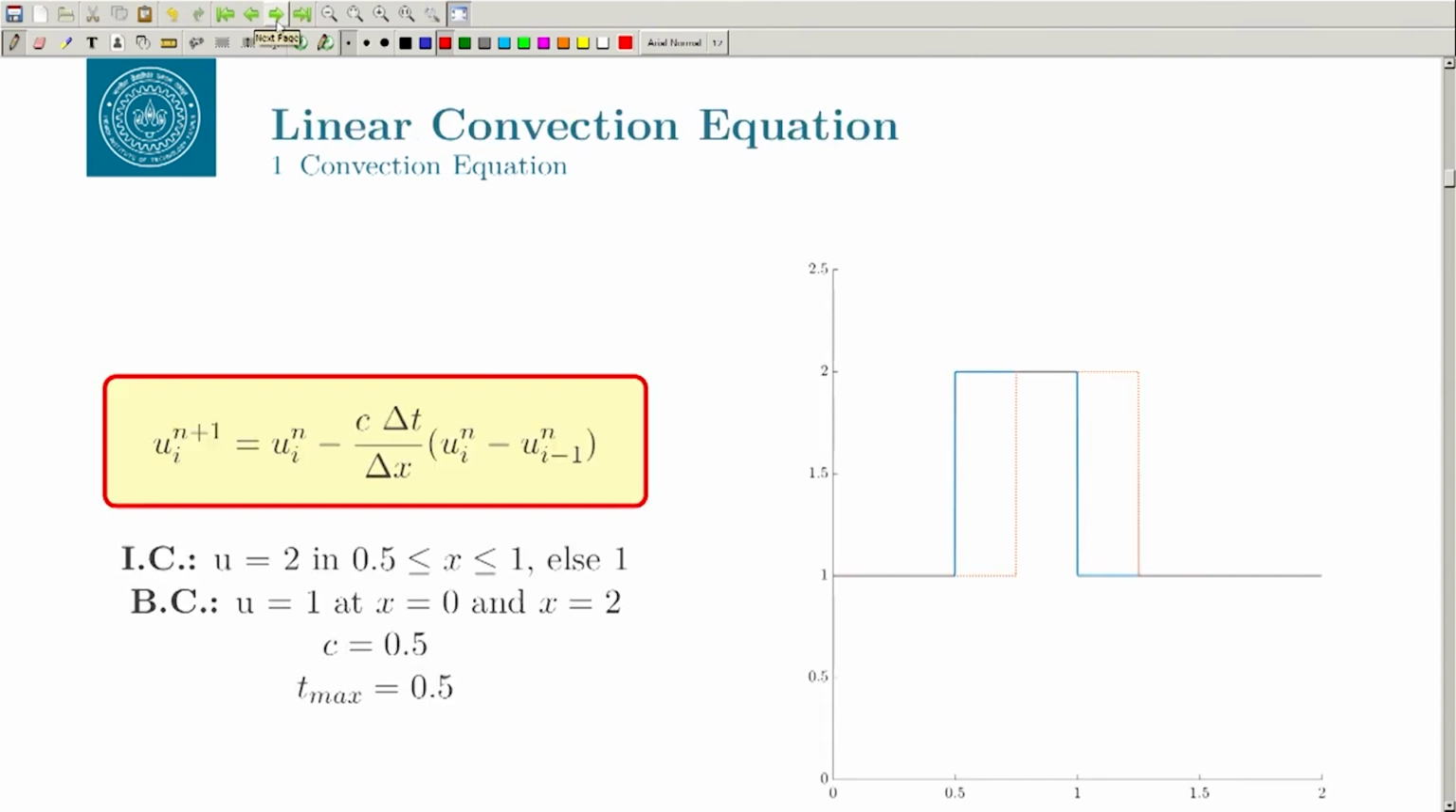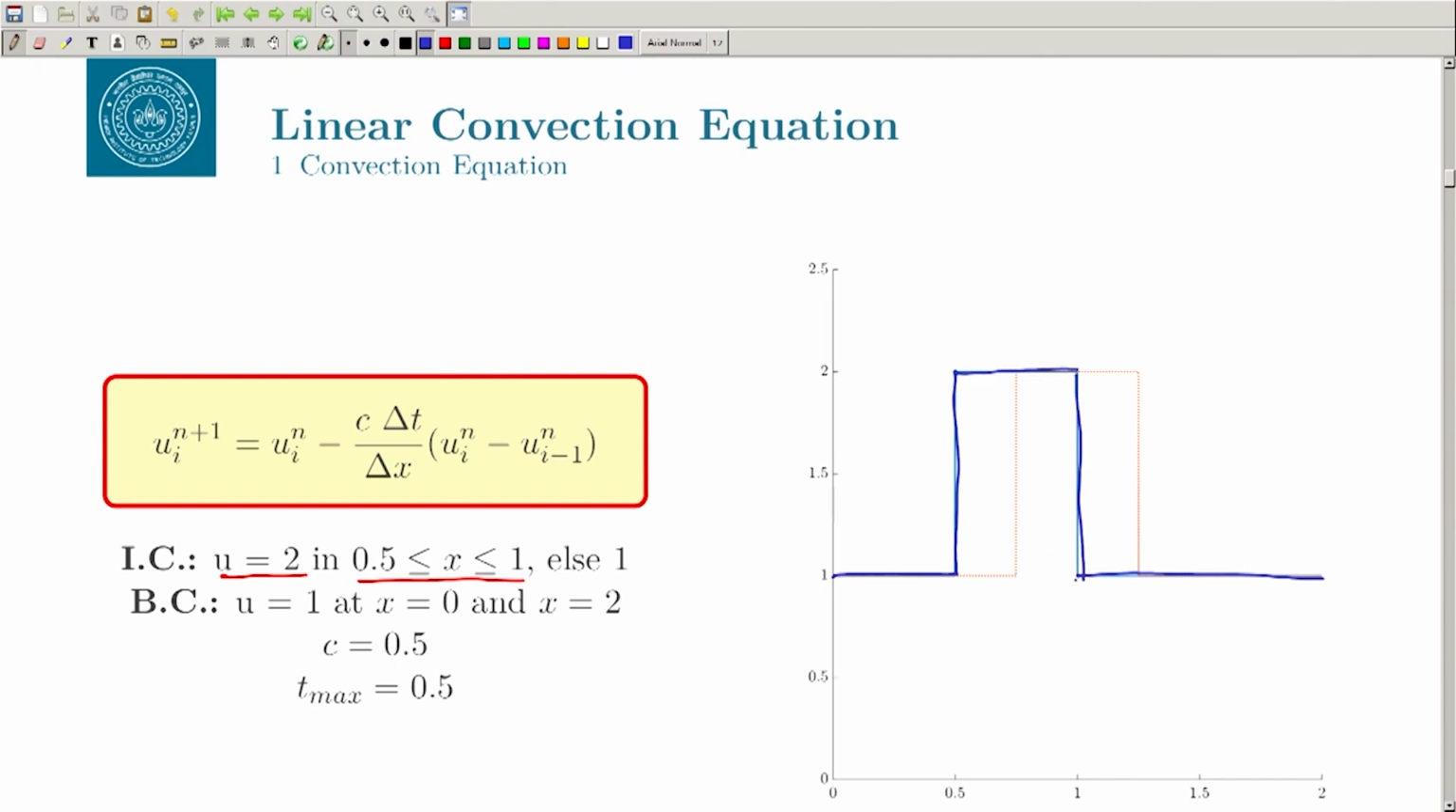Before we solve, we need some initial condition and some boundary condition. Whether you are solving analytically or numerically, this information is required. In this particular case we start with a very simple jump condition, or you can say a square wave. My initial condition is u equal to 2 between 0.5 and 1. The blue line here shows your initial condition. It is 1 everywhere, and then it is 2 between 0.5 and 1. So this is my initial condition.